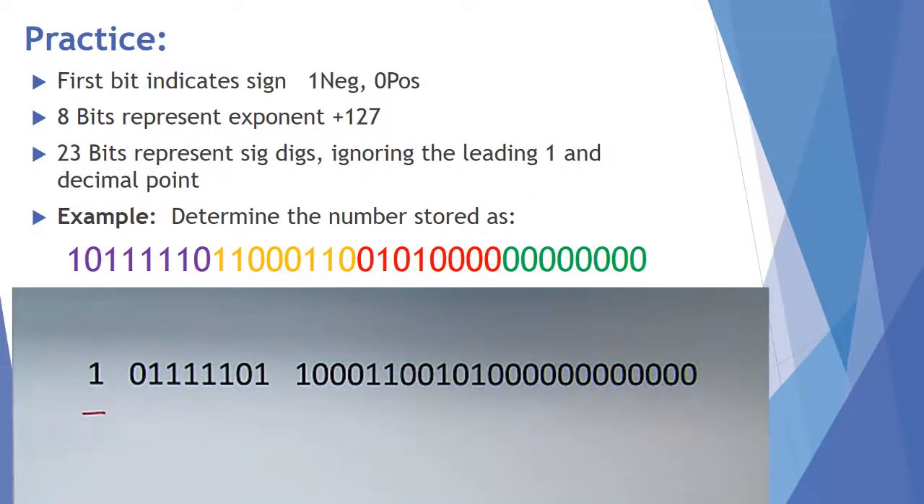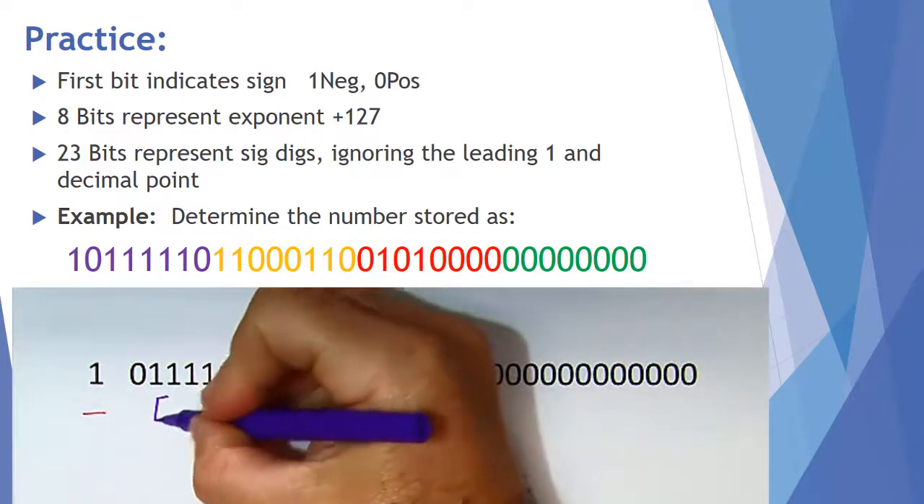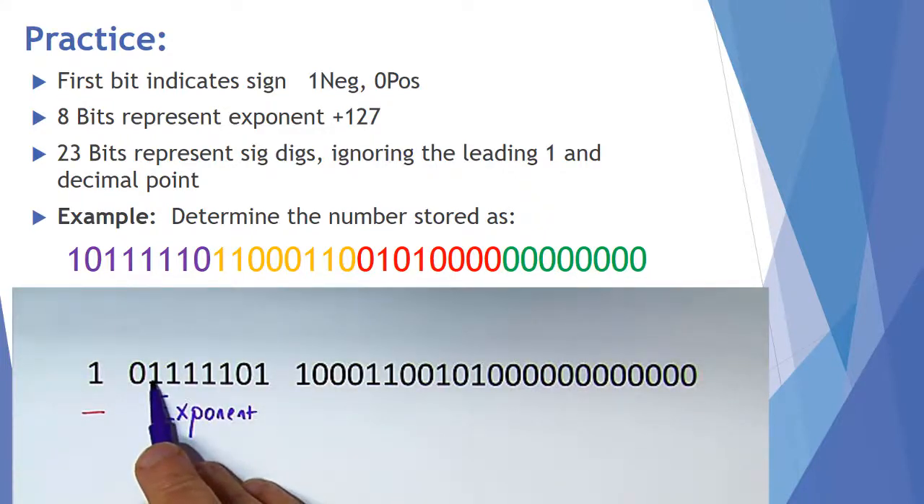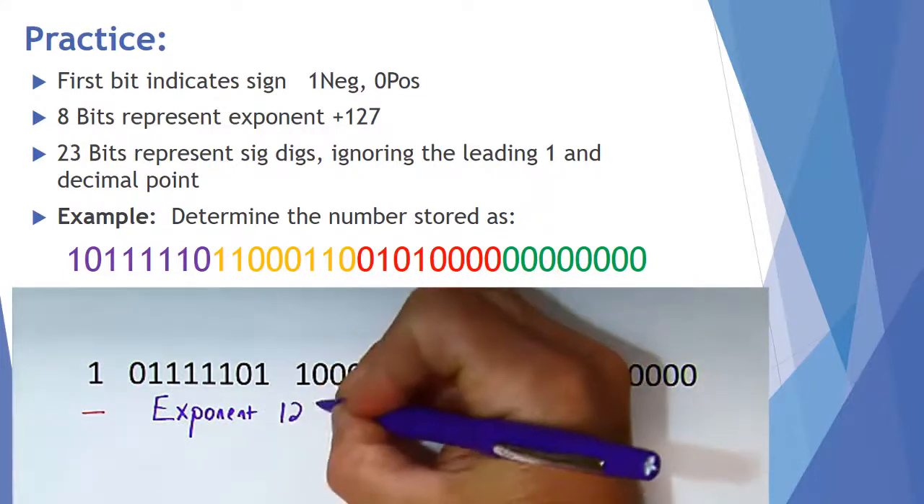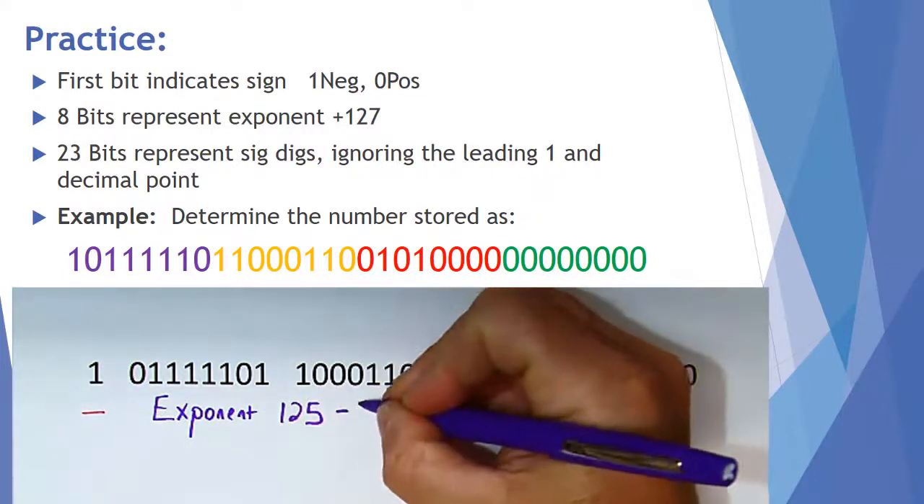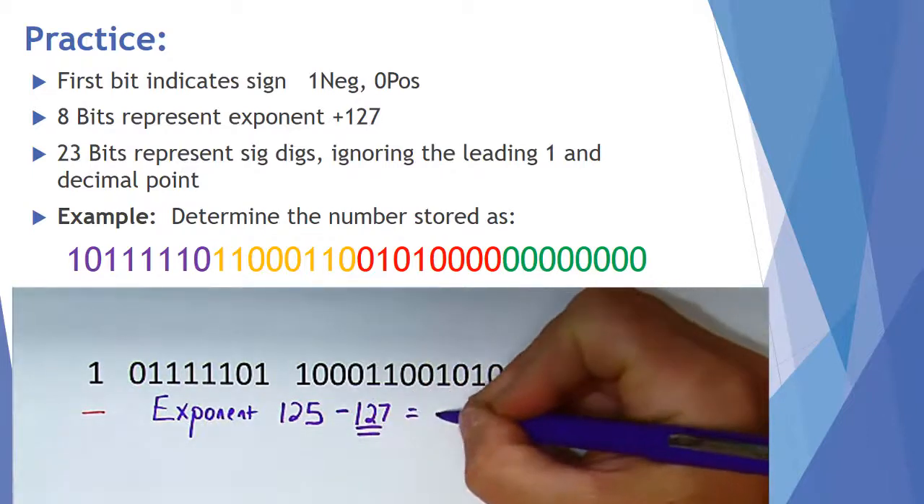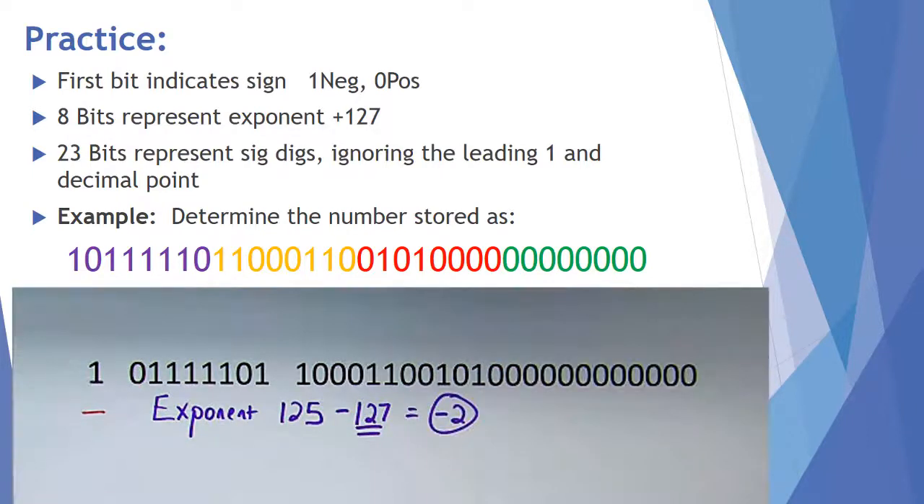Our next 8 bits give us the information we need to find our exponent. 1 plus 4 plus 8 plus 16 plus 32 plus 64 gives us 125. As always, we need to subtract 127, and that leaves us with an exponent of -2. We'll use that in just a minute.